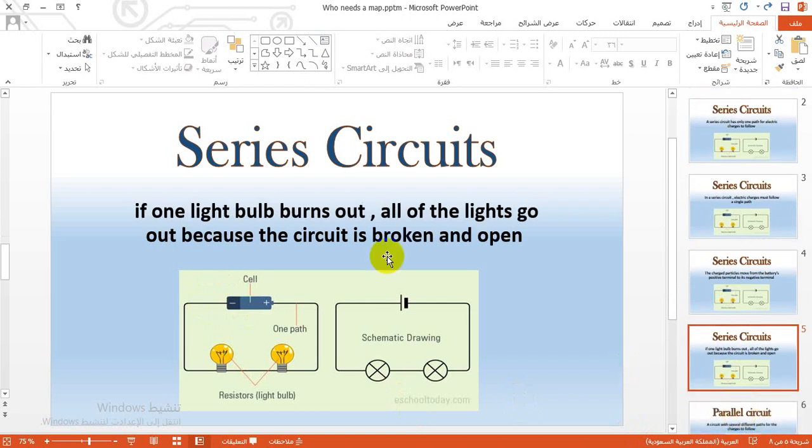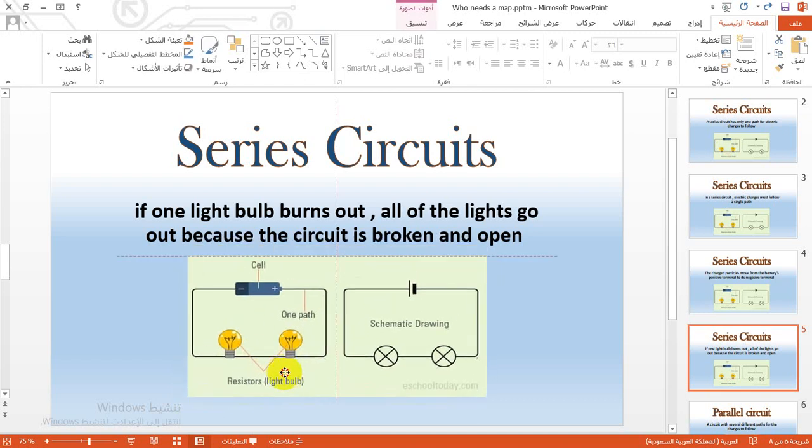Now here there are some disadvantages of this circuit, by the way. One of them is what exactly? If one light bulb burns out, all the lights go out because the circuit is broken and open. So what will happen here exactly? See, if one light bulb burns out, what will happen to the next one here? It will stop working, and all the circuit will be open.